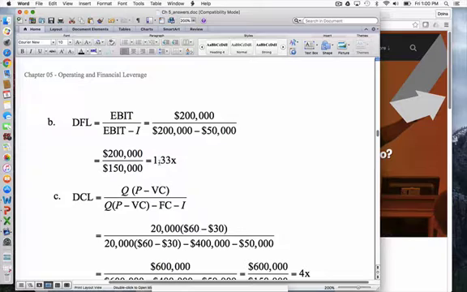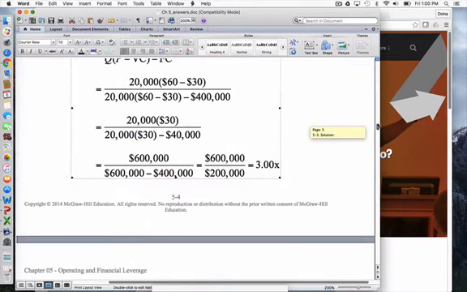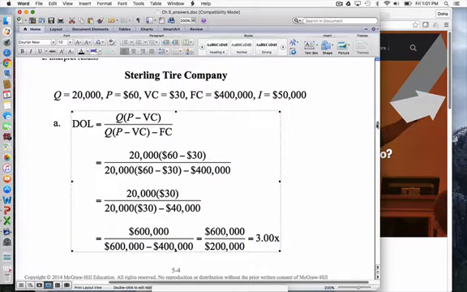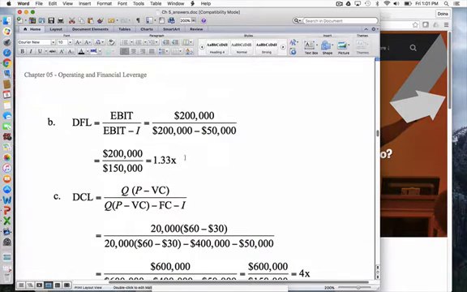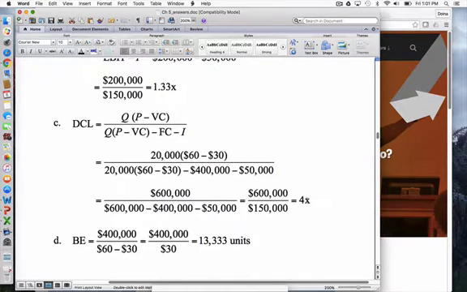Degree of combined leverage, the shortcut actually is to multiply degree of operating leverage 3 times degree of financial leverage 1.33, which is going to be 3.99, close to 4. 3.99 is approximately 4 times. Or you can use this formula and you end up with the same result. Either way, you have a degree of combined leverage of 4 times.